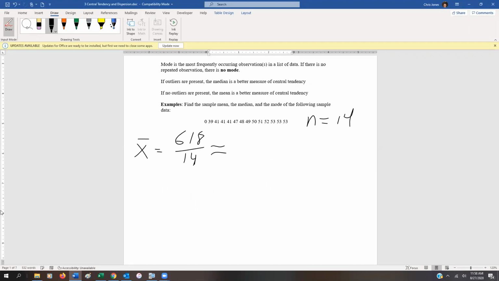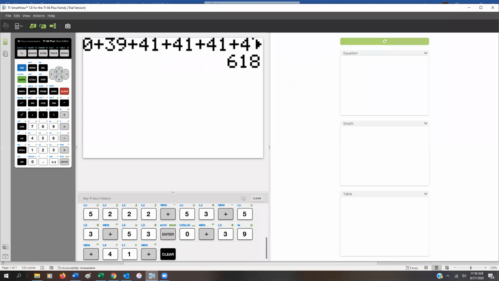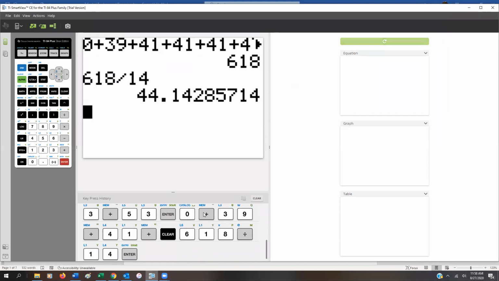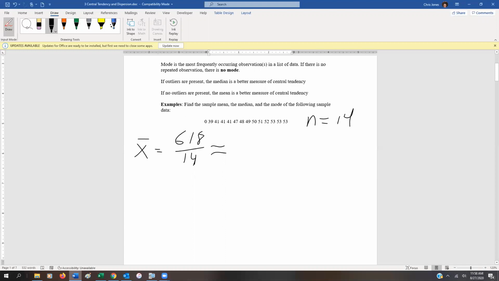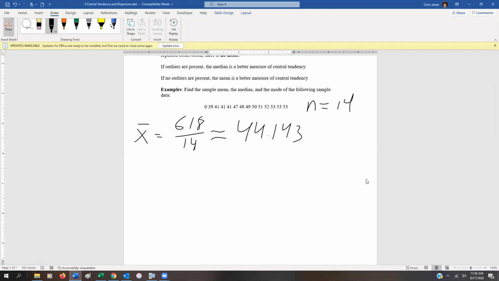We can go back to our calculator, type that in, and we end up with 44.143 if we were to round it off. And of course, we want to make sure that that number makes sense. Obviously, because 44 is at least somewhere in the middle of the data, that does make sense. Now, what about the median?